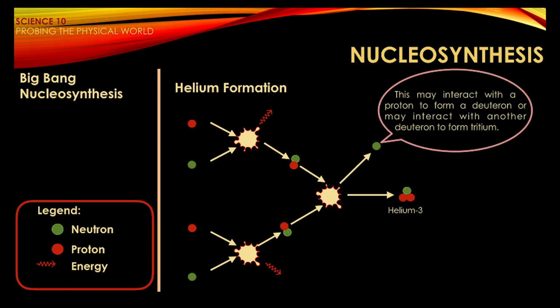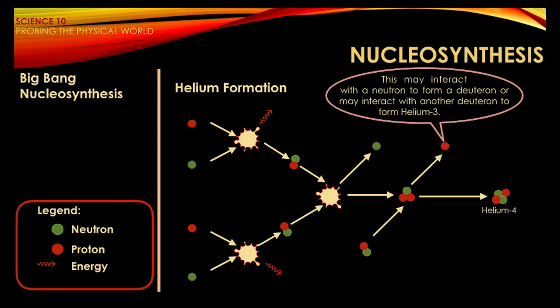The second step involves the interaction of two deuterons, which results in an ejected neutron and the formation of a helium-3 atom. Helium-3 is an isotope of helium and is considered one of the most stable isotopes in the universe. On the other hand, the ejected neutron may interact with another proton to form another deuteron, or may interact with another deuteron to form a tritium, which is another isotope of hydrogen.